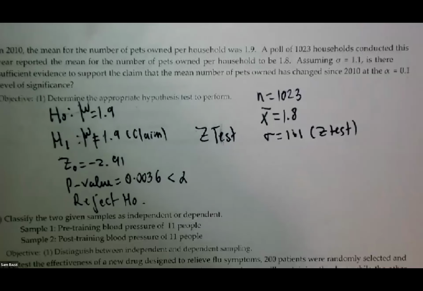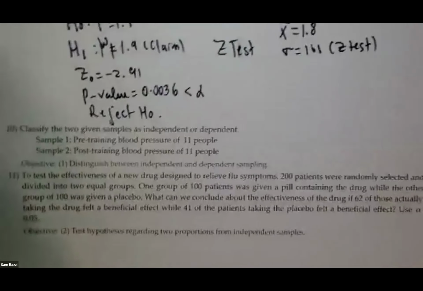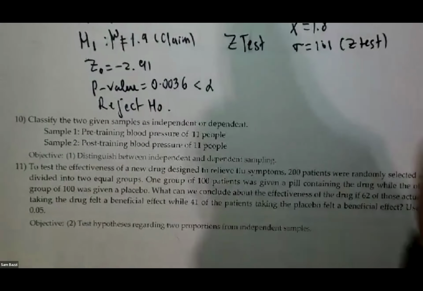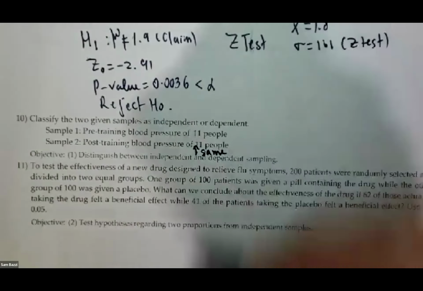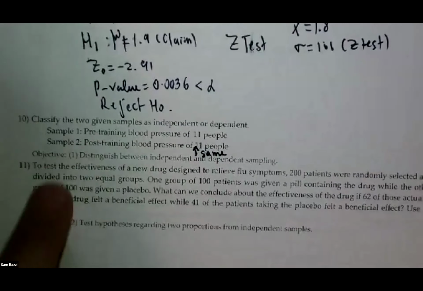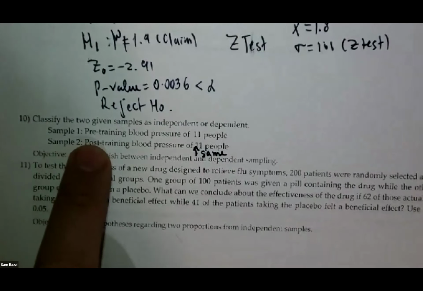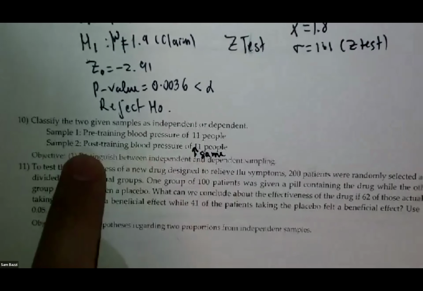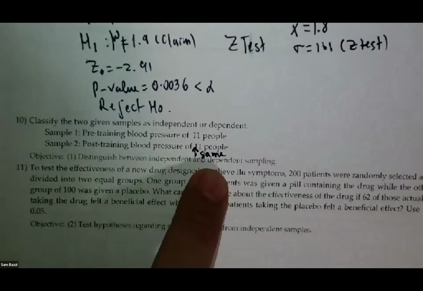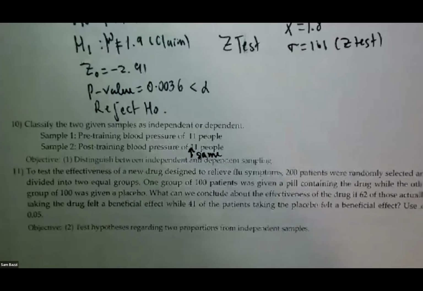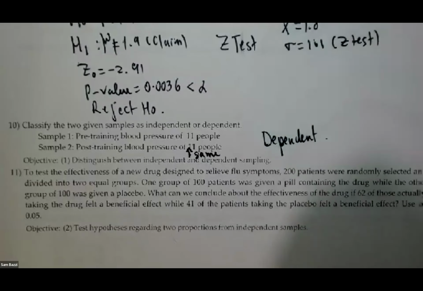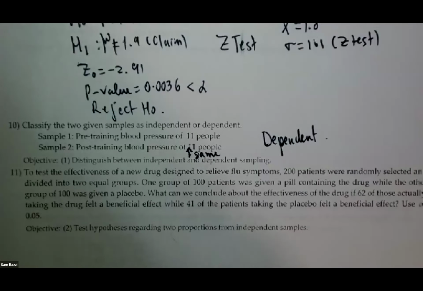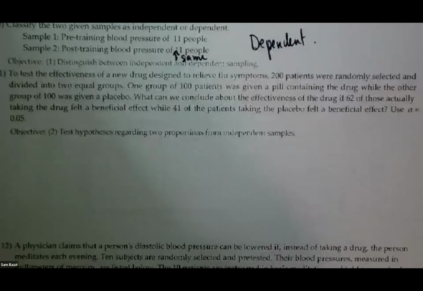All right. Next question. I want to add just something right here. Same 11 people. What do you guys think of those two samples? Are they dependent or independent? Sample one is pre-training blood pressure of 11 people. Here, post-training blood pressure of the same 11 people. What would you think? Dependent or independent? Dependent. I agree. It's about the same 11 people before and after action. These are dependent samples.